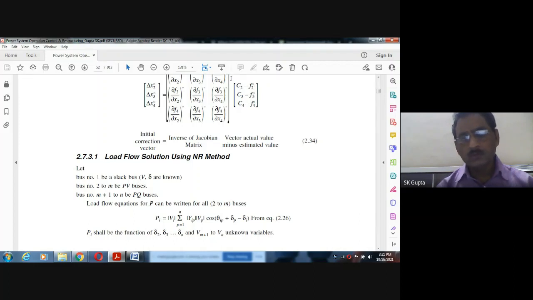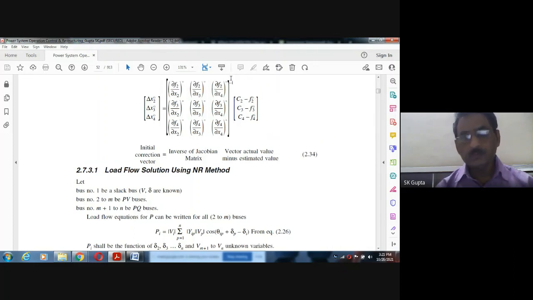And this is called the Jacobian matrix. So this is the inverse of the Jacobian matrix. How is it calculated? By taking the partial derivative of f2 with respect to all variables, the partial derivative of f3 with respect to all variables, the partial derivative of f4 with respect to all variables, and putting in the values of the estimated variables. So in this way, we find the error.